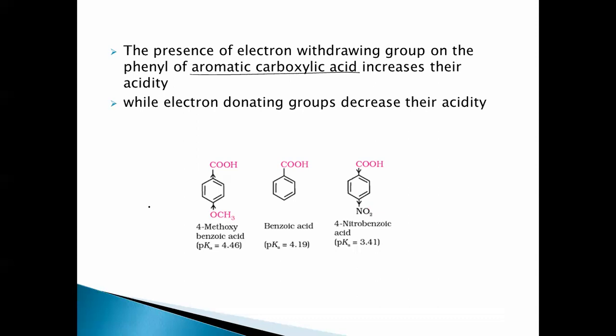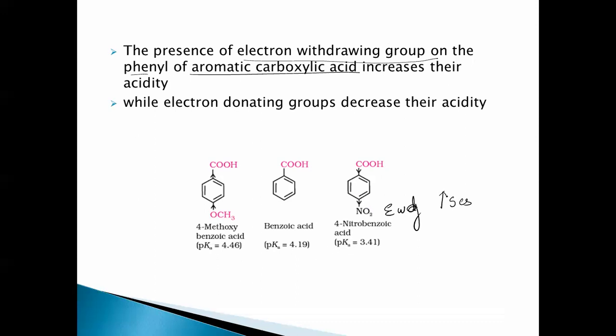So how is the acidity affected here in the aromatic carboxylic acids? Right. Simple here. If there is an electron withdrawing group, for example, this is benzoic acid, this is 4-nitrobenzoic acid, and what is nitro? It's an electron withdrawing group. If the electron withdrawing group is present on the aromatic ring, what is happening? Electron withdrawing group increases the acidity. How? It will increase the acidity, and this is evident from the pKa values also, right?